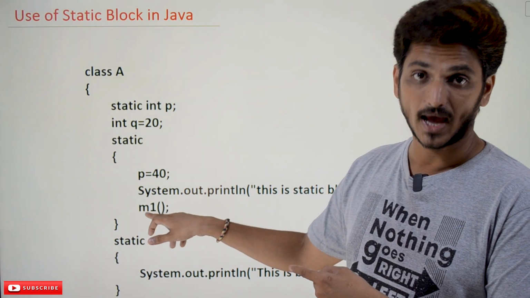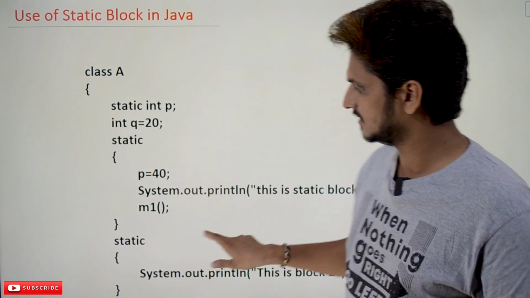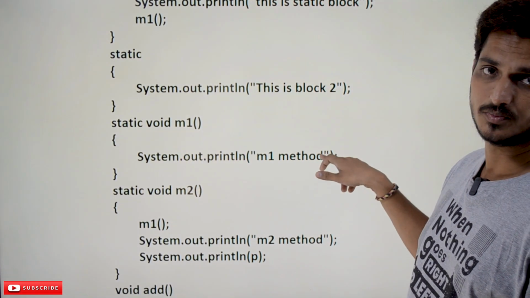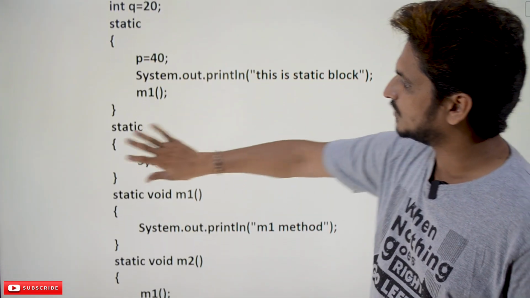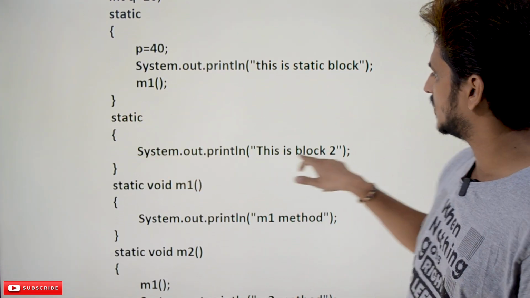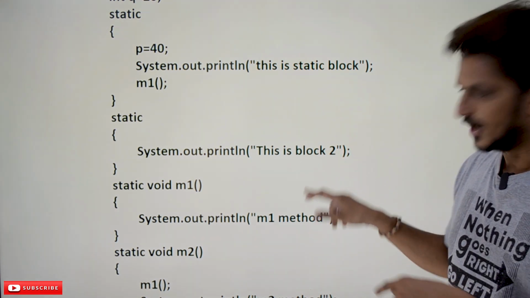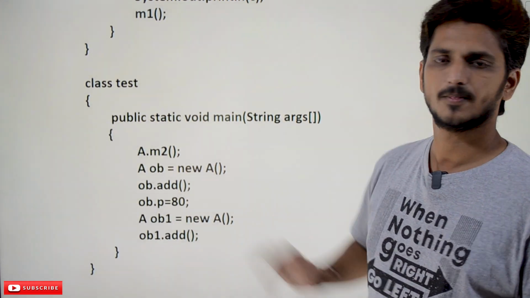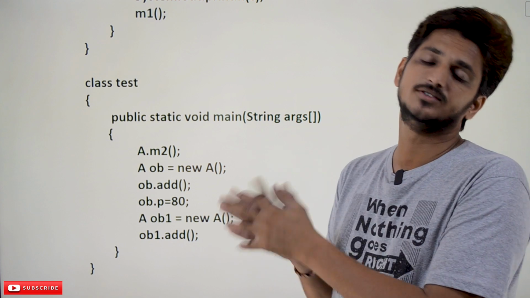Then it is going to call M1. See, in the static block we can call static methods. Yes, M1 is a static method. Now the M1 method has been displayed. Now after completion of this block, the second block is going to be executed. System.out.println, this is block 2. This is also displayed. Now our main execution starts. That is how static blocks are going to be executed.